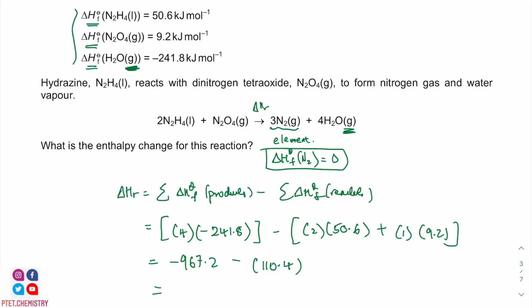All right, so minus 967.2 minus 110.4, I will get minus 1077.6 kilojoule per mole. If this is a theory paper, the maximum given there is 4 sig fig, there's 3 sig fig, there's 2 sig fig. I would probably be safe if I convert it to 3 sig fig or 4 sig fig. I'm going to convert it to 4 sig fig there, but I'm sure 3 sig fig would have been alright. 2 sig fig would have been too little, I guess.